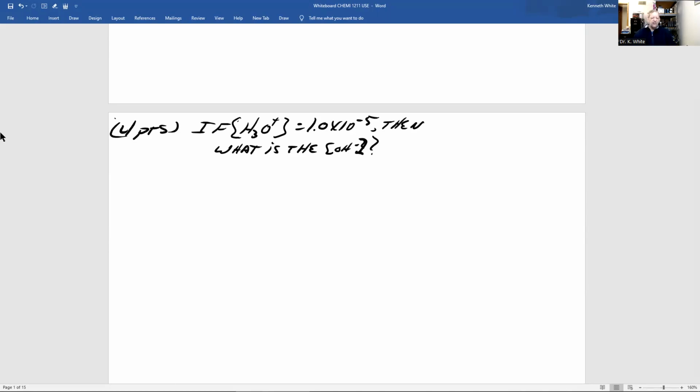And let's take a look at this. If the hydronium ion concentration, remember brackets mean concentration, molarity, H3O plus concentration, is 1.0 times 10 to the minus fifth, then what is the hydroxide ion concentration? So what are we trying to find? This. What are we given?